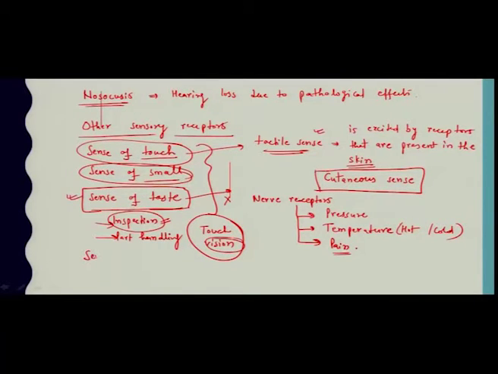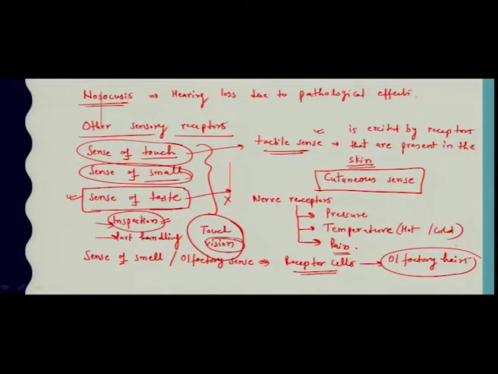So this sense of smell, which is also known as olfactory sense, is basically derived from the sensory cells located in each nostril that are stimulated by vapor molecules in the air. So these receptor cells contain olfactory hairs that actually perform the sensing function.